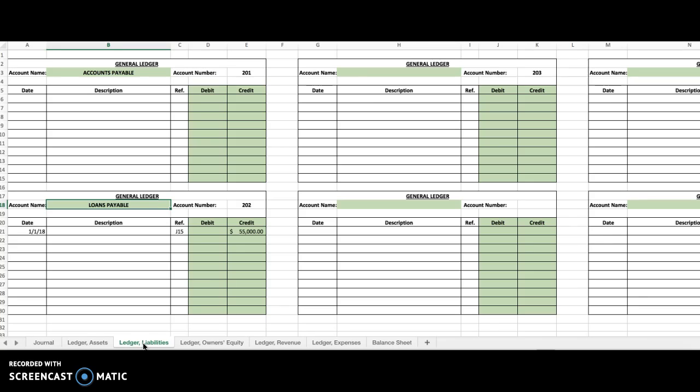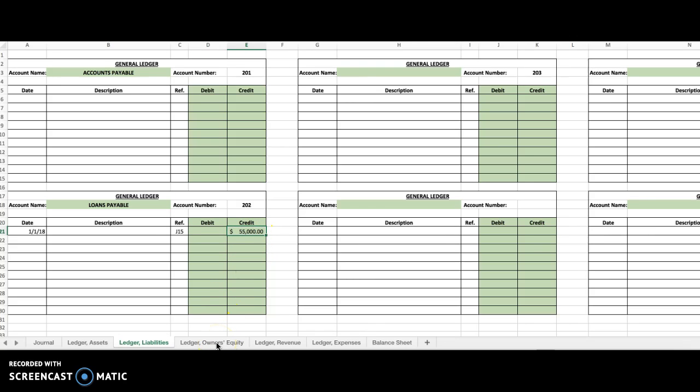Under liabilities, nothing in accounts payable. Not dealing with that in this problem. Remember, accounts payable deals with liabilities that typically are due within 30 days. We've taken out a loan, so we use the loans payable account for our truck, and loans payable are long-term liabilities, in this case probably 3 to 5 years long. So we owe $55,000 now because we took out that loan.